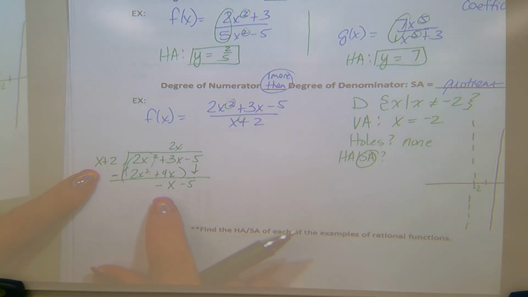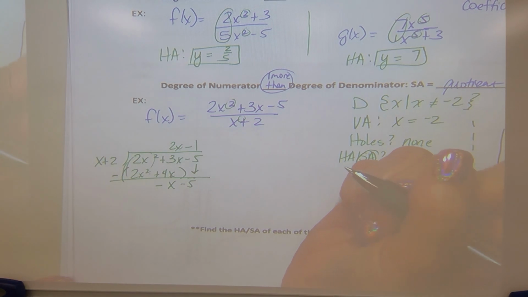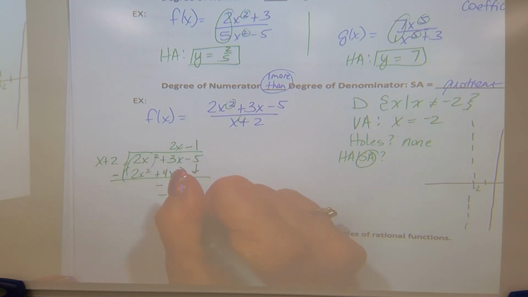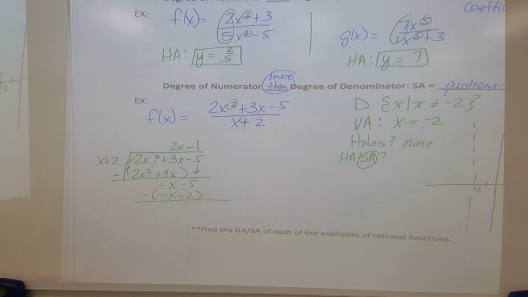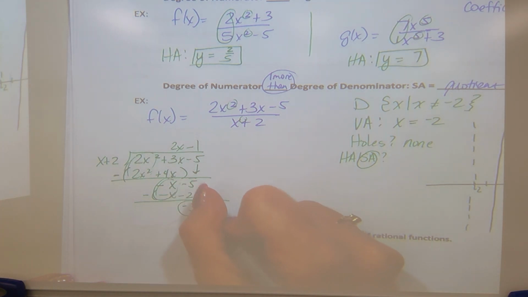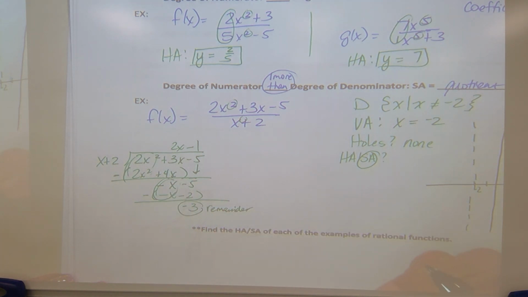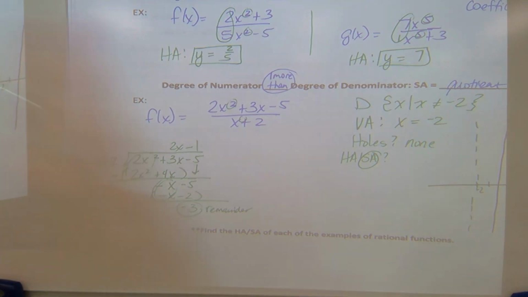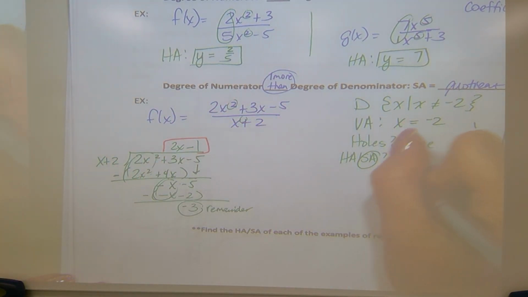All right, so what times x gives me -x? Well, -1. Now that I filled in my quotient line, I multiply. -1 times x is -x. -1 times 2 is -2. And I subtract. When I distribute this negative inside, that becomes a positive x that adds to 0. When I distribute this negative inside, that becomes a positive 2. -5 and positive 2 is -3. But that's my remainder. My remainder doesn't affect the equation of the slant asymptote. My equation of my slant asymptote is right here. So my slant asymptote is y equals 2x minus 1.